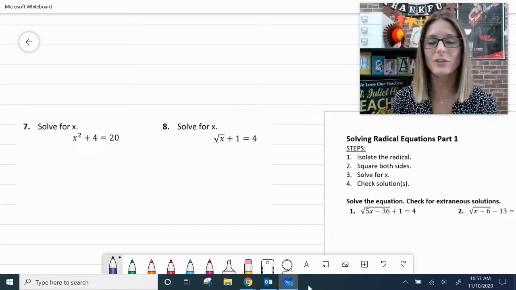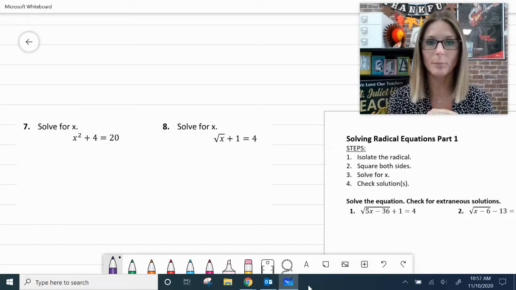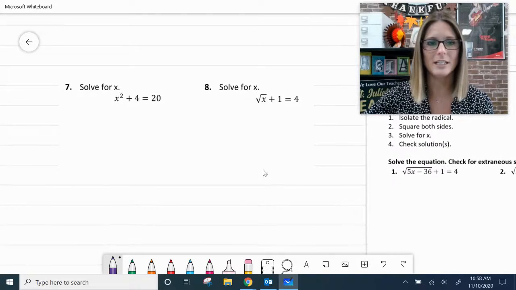Hey guys, these are the notes for solving radical equations. This is part one. The next video is going to be part two. Before we get started, I want to look at some example problems that I would have had on a bell ringer or a warm up as we get started to solve these radical equations.